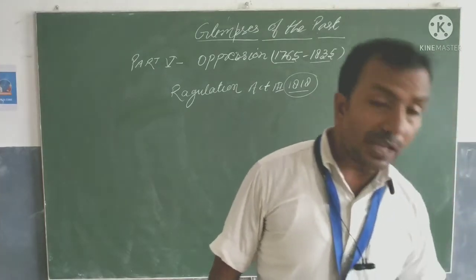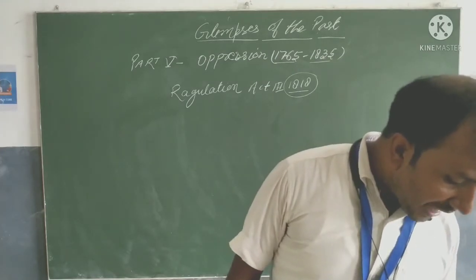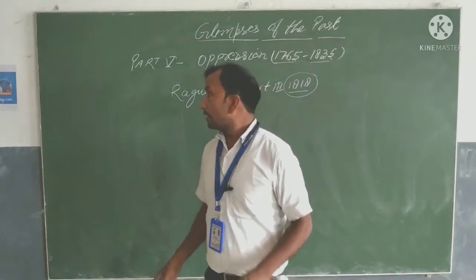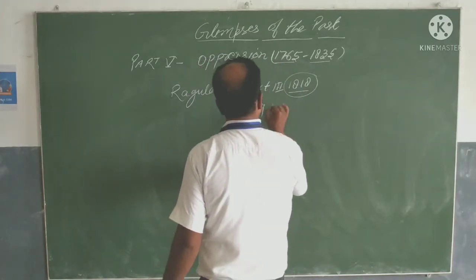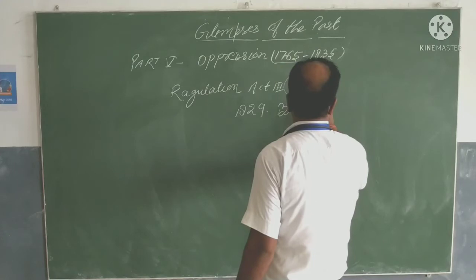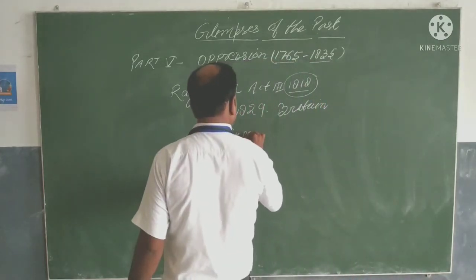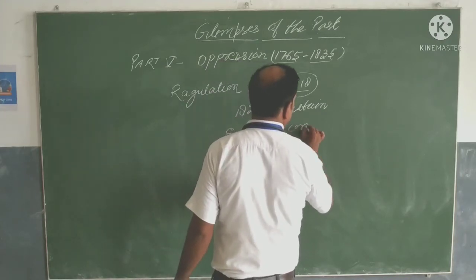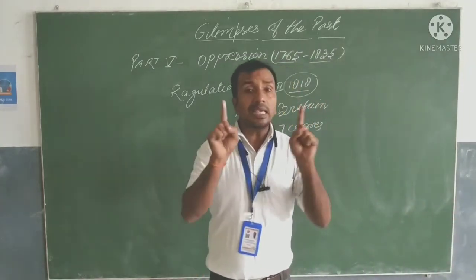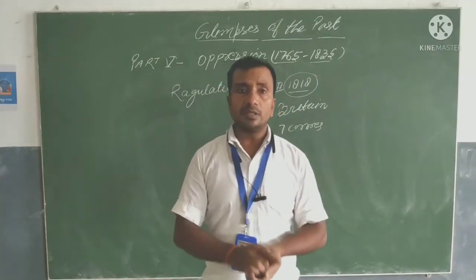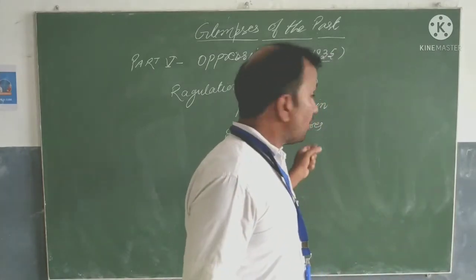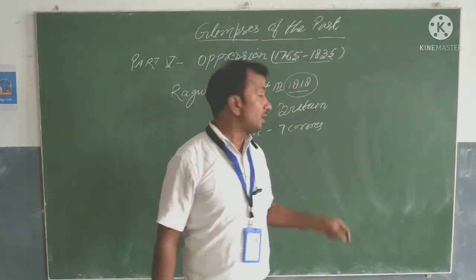Now, in 1829, Britain was exporting British goods worth almost 7 crore rupees to India. So students, this is the key factor of any nation. When a nation wants to develop itself, it will have to manufacture, not depend on imports.